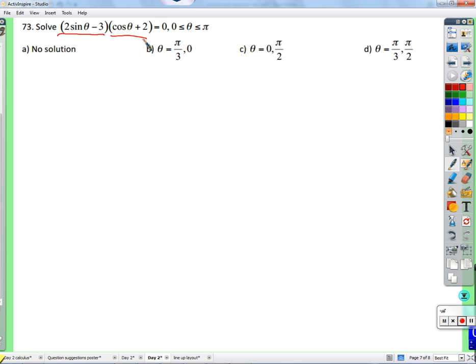Each of these factors needs to be set equal to 0 because it's the only way it can work. So 2 sine theta minus 3 equals 0, and cosine theta plus 2 equals 0. That hasn't solved all the problems, but it's certainly got us started. What are we solving for?